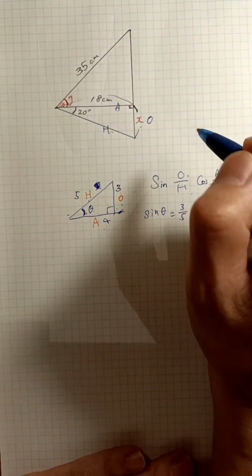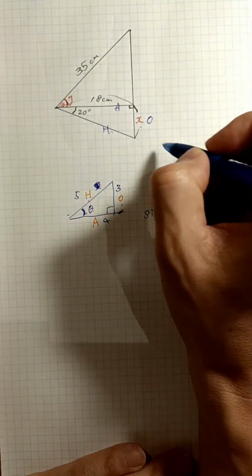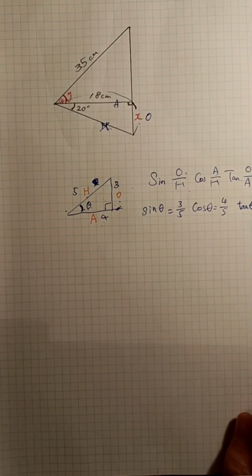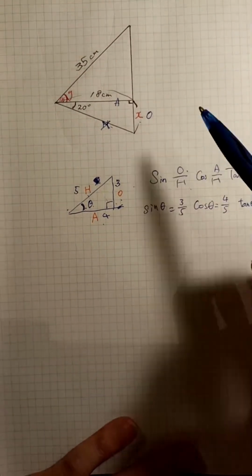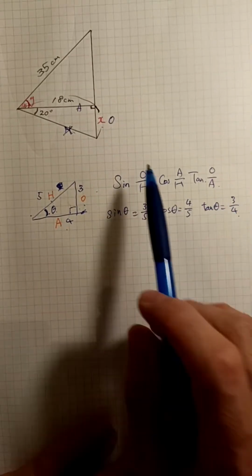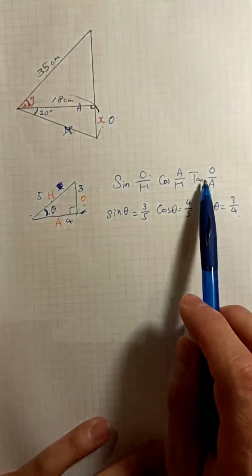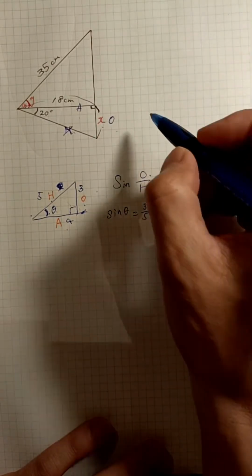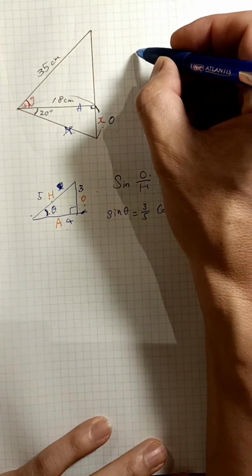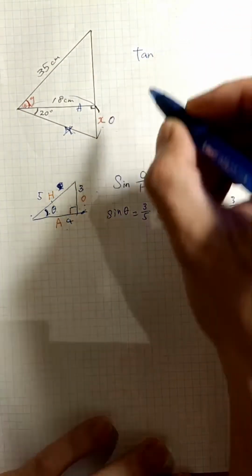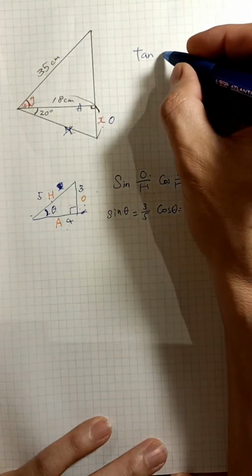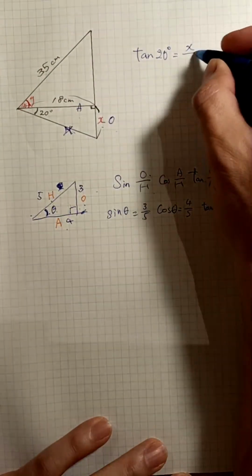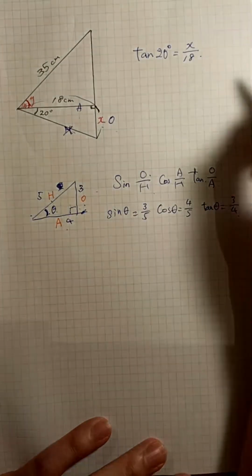Second, you are crossing out the empty side, which is H. Then you can identify what operation you need to use, which is SOH CAH TOA. Which one is that? O and A, so TOA, which is tangent. To figure out x, we are using tangent. Tangent 20 degrees is O over A, which is x over 18.